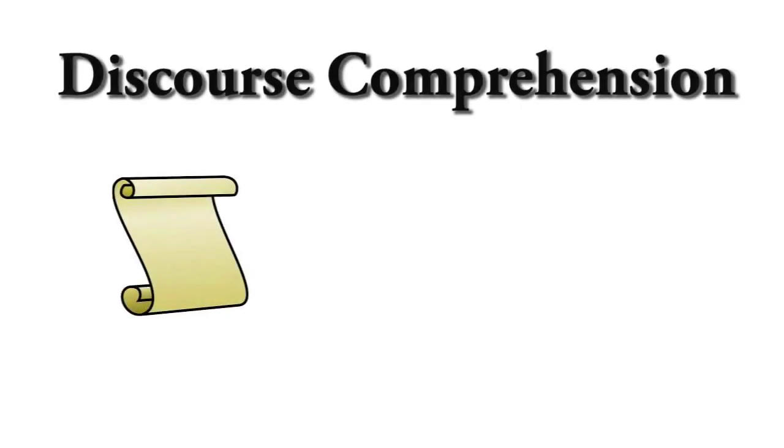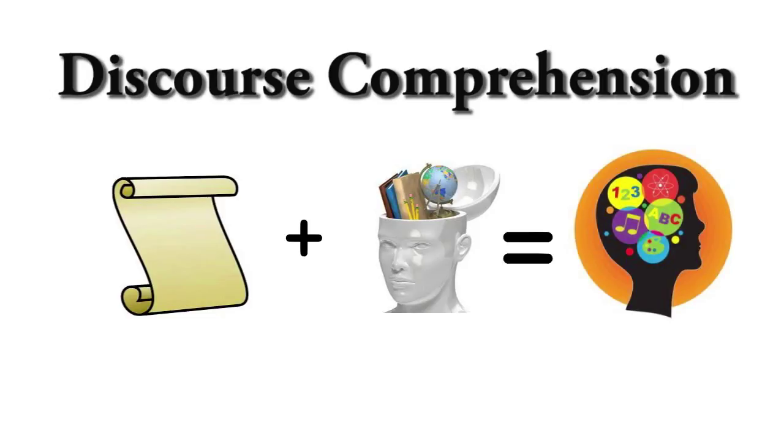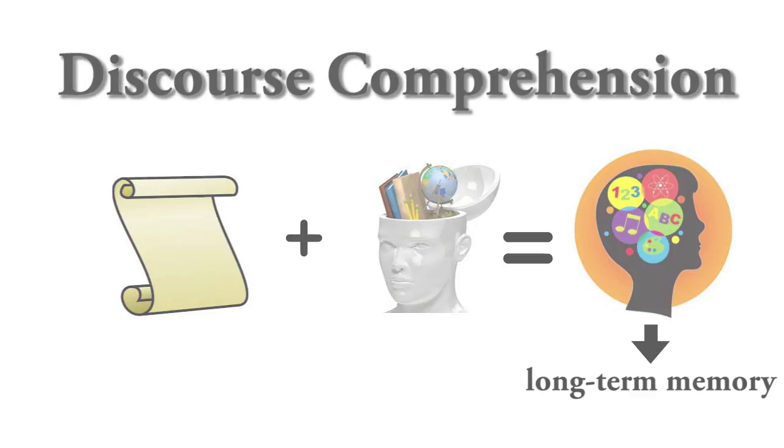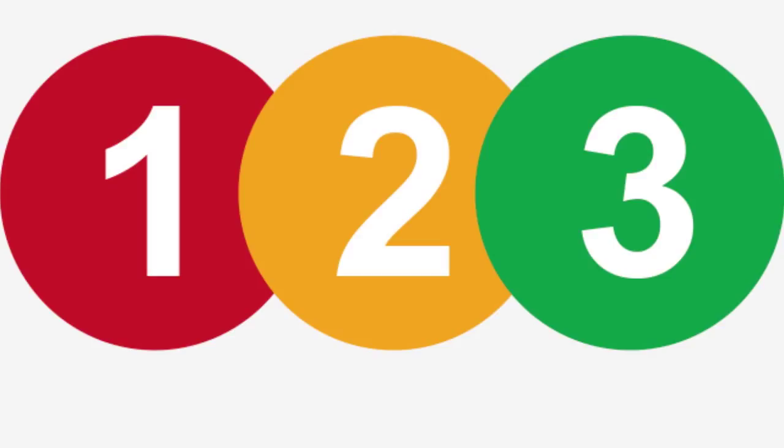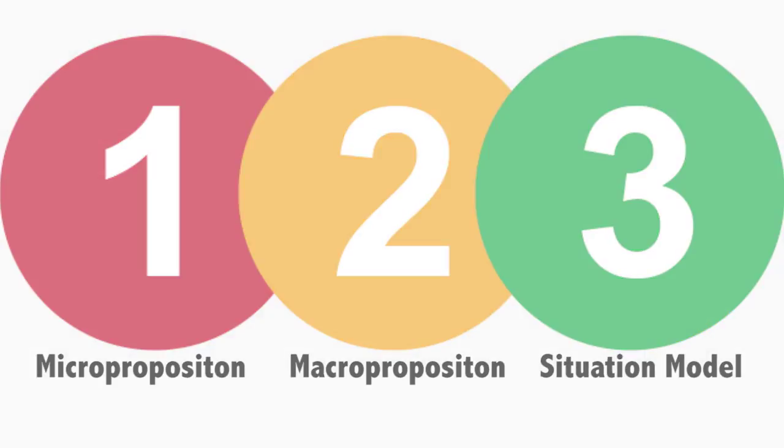In this model of discourse comprehension, the learner attains information from the discourse, and with the combination of prior knowledge, creates mental representations of the meaning of the discourse. This mental representation is then integrated into long-term memory. The creation of this mental model goes through 3 main stages: the construction of micro-propositions, macro-propositions, and the final situation model.